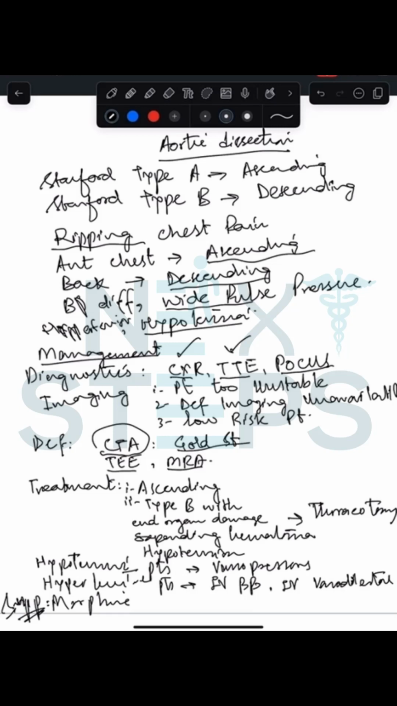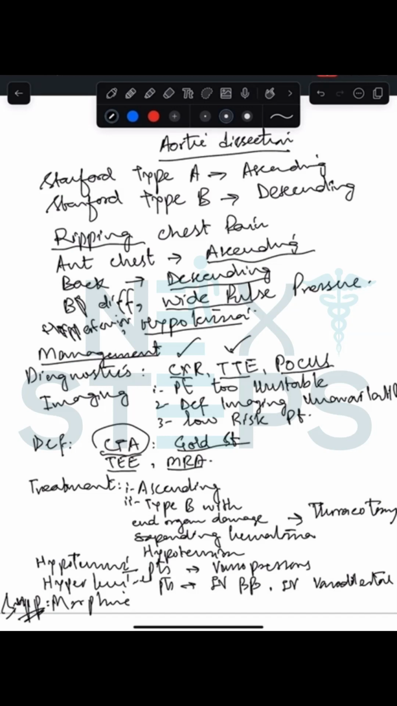If the patient has kidney disease or difficulty with creatinine, then we do not opt for CT angiography, and if both of these options are not available, then we can go for MRA as well. So this was the diagnostic imaging for aortic dissection.